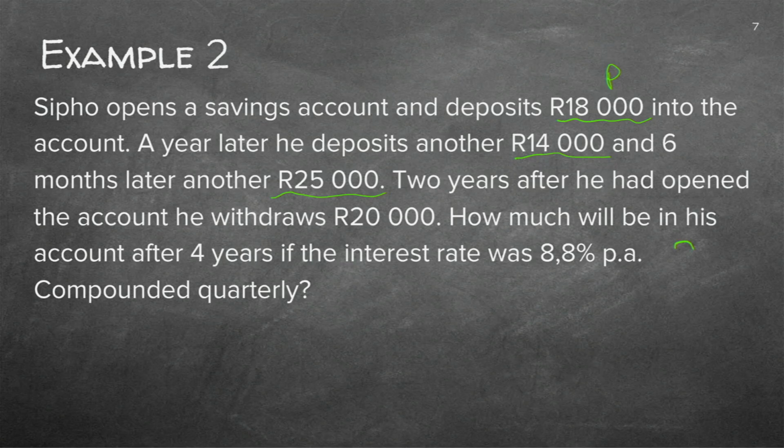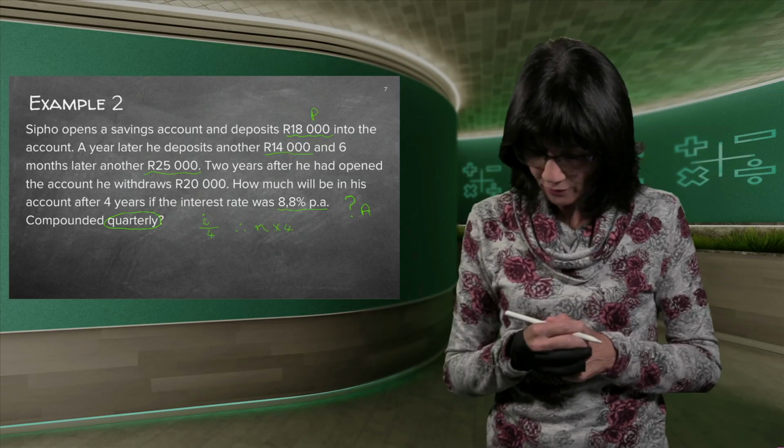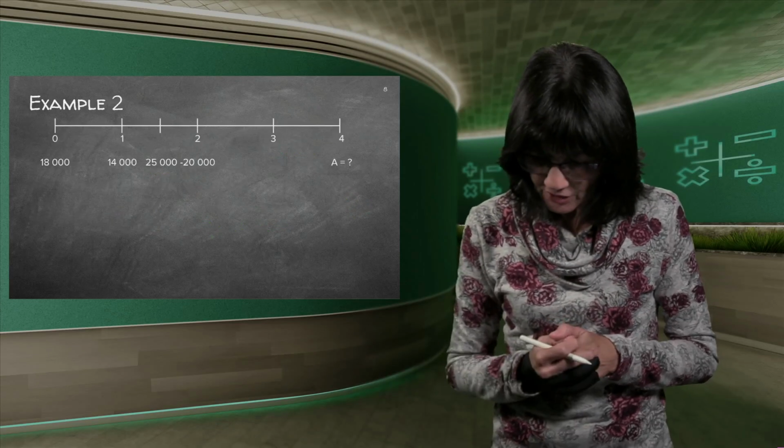So what are they asking? The end amount. They're asking the end amount after 4 years. If the interest rate was 8.8% compounded quarterly. So I know the i is going to be divided by 4. That means the n is being times by 4. So before I turn over and start a timeline where I've got space, it's very important that I know those things. So there's your timeline.